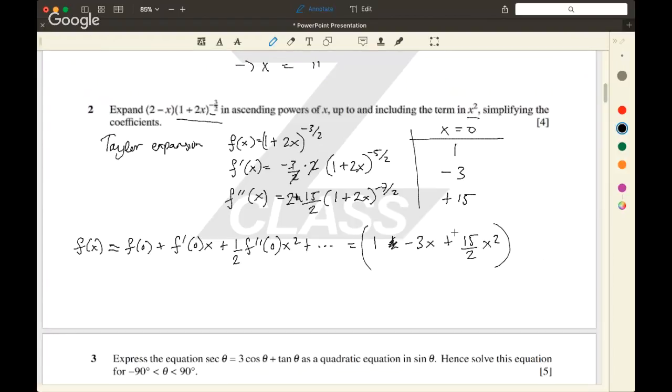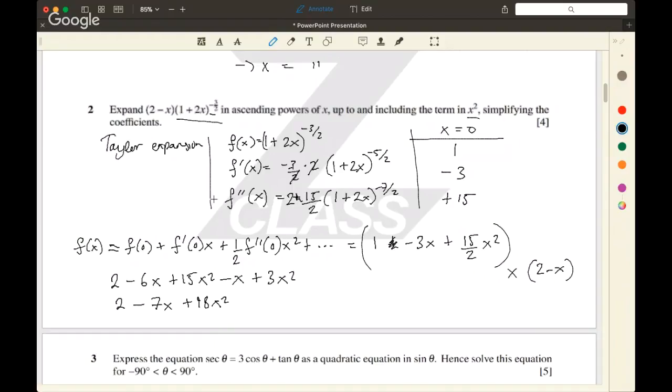And now we take this and we multiply it by 2 minus x, and we look for anything up to x squared. So we don't care about the term where this x here multiplies that x squared there, because that'll give us x cubed, and we don't care about that. So let's just multiply this out. The 2 multiplies, we get a 2 minus 6x plus 15x squared. And then this minus x multiplies everything, minus x plus 3x squared, and we don't care about the x cubed term. And this gives us 2 minus 7x plus 18x squared, which is the correct answer.